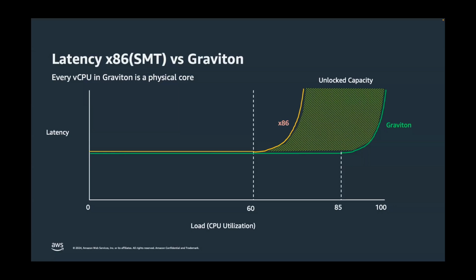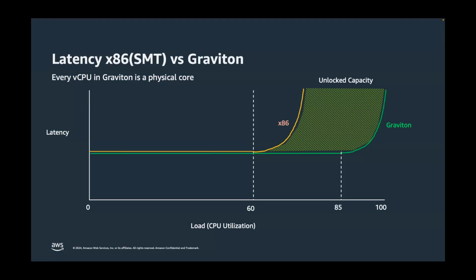But for x86, it can only maintain that latency up to a certain point, which is about the 50 to 60% mark. This is because hyper-threading starts to kick in. So your 2 vCPU in the x86 is equivalent to just one physical core, so they have to share the physical core. That is also why for many of you who run HPA, horizontal pod autoscaler, you will set the CPU threshold at about 50 to 60%. And beyond that threshold, you start to scale out to have more pods.